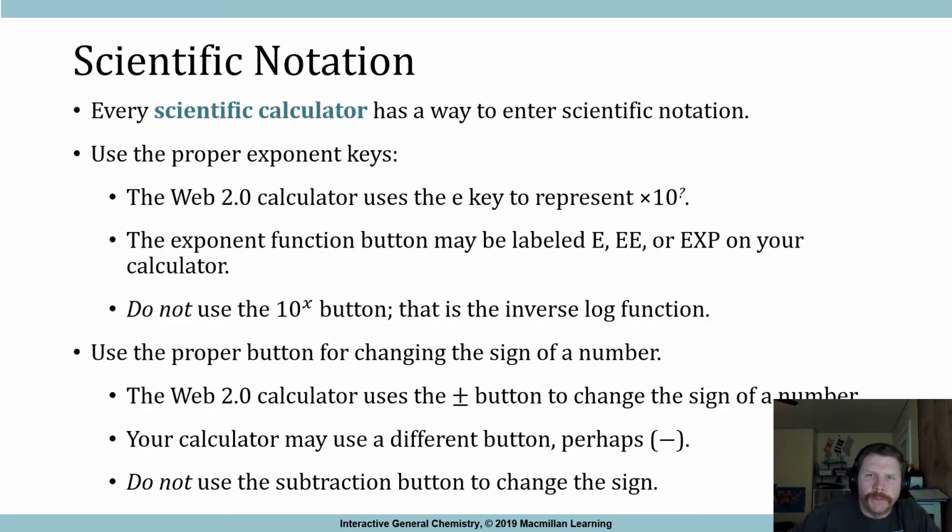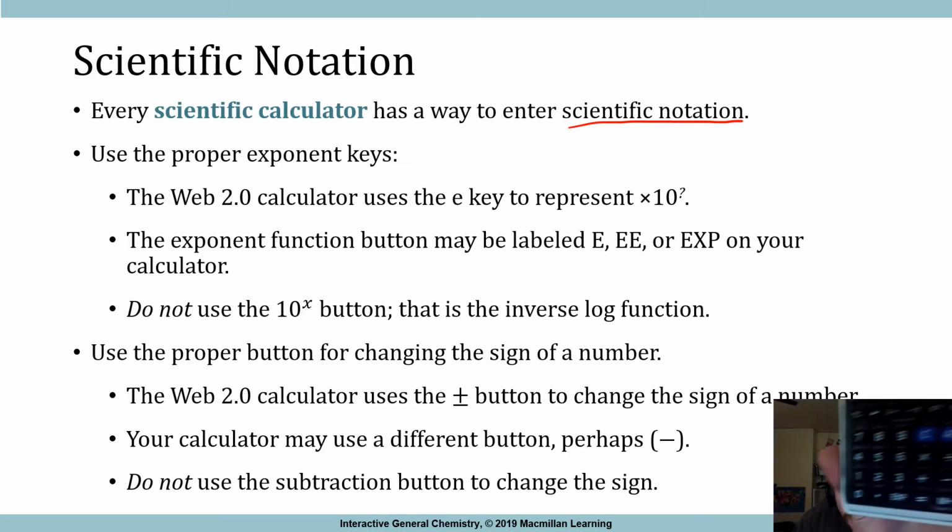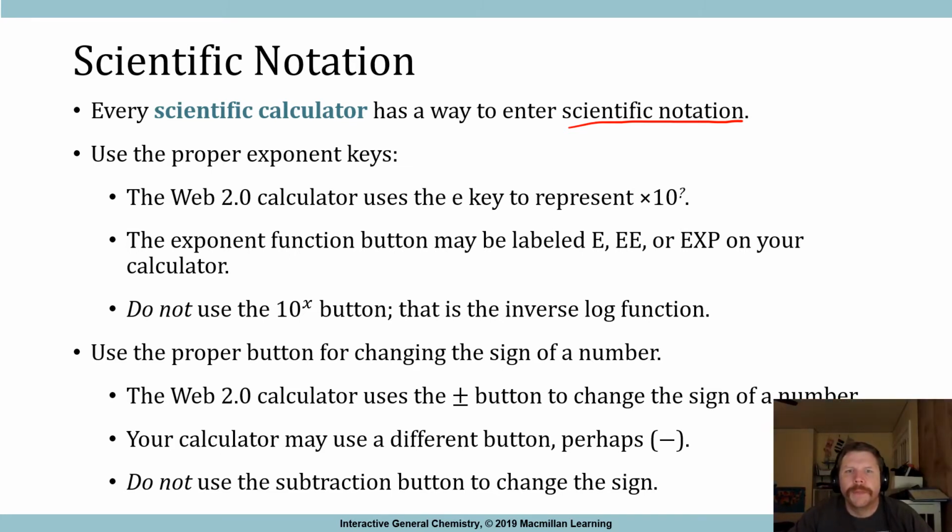Scientific notation. Every scientific calculator has a way to enter numbers in scientific notation. Now, to use the exponent key, on my calculator it is EXP. But the exponent function may be labeled E, double E, or EXP on your calculator. Mine is EXP. Now make sure that you do not mistake this for the 10 to the X function button. That's the inverse log function.